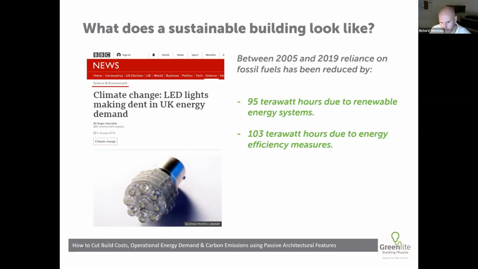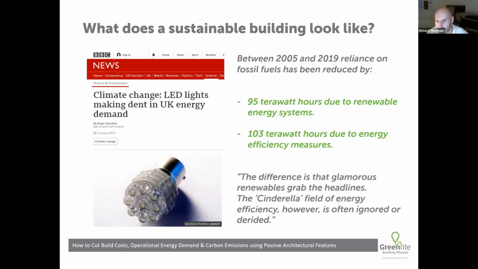And the report commented that the difference is that the glamorous renewables grab the headlines. The Cinderella field of energy efficiency, however, is often ignored or derided. So it's really the energy efficiency side of things that I'd like to look at more today, because it is a really influential area of delivering carbon reductions, and it doesn't really receive the level of attention that I think it should.